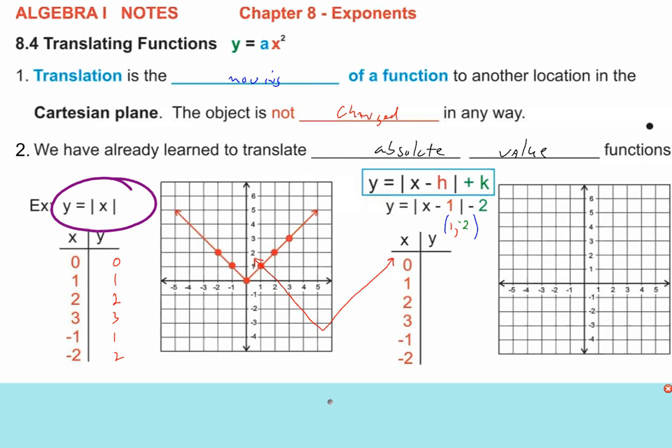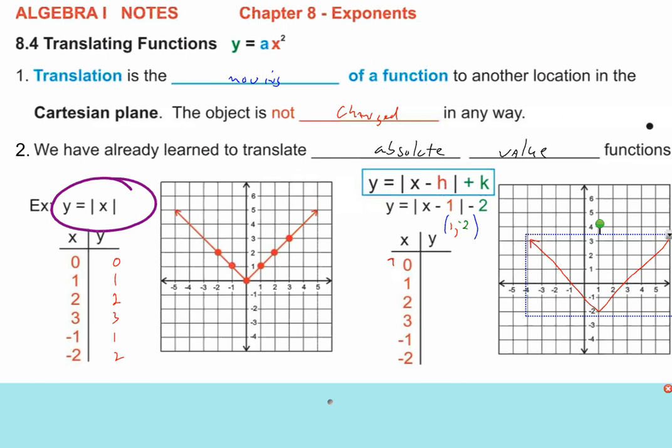So I'm going to take my V shape, because remember, we're translating, so it should be the exact same shape, and I'm going to take it to 1, -2, and let's see if indeed that is where our function ends up.